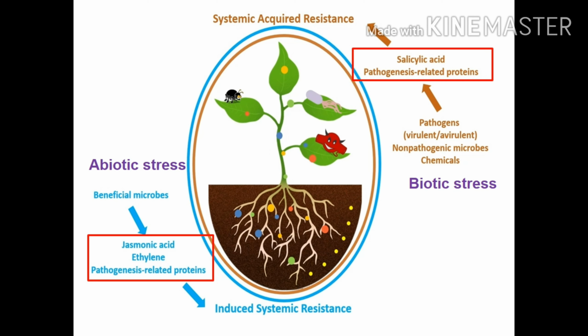When you apply the beneficial microbes, they will produce jasmonic acid, ethylene and pathogenesis related proteins that will have a direct effect on induced systemic resistance. Similarly, the biotic stresses are also managed by pathogens like virulent, avirulent, non-pathogenic microbes and chemicals. These all produce the salicylic acid and pathogenesis related proteins that will bring about systemic acquired resistance.